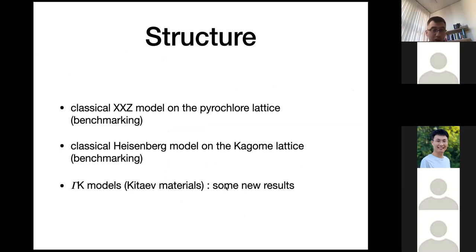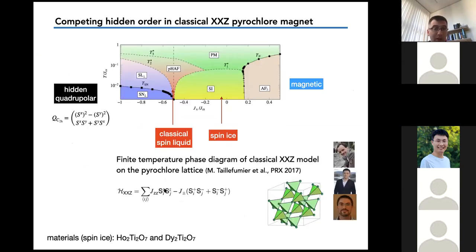Okay, so I'm going to give you an example, namely the classical XXZ model on the pyrochlore lattice, which was benchmarking, the classical Heisenberg model on the Kagome, which was also benchmarking, and I want to briefly sketch some new results for the gamma K models, which is relevant for very fancy Kitaev materials. Okay, so our benchmarking project was done in collaboration with the team from Okinawa. This is Nick Shannon here, this is Han Yan, and this is Ludovic Chaubert from Bordeaux.